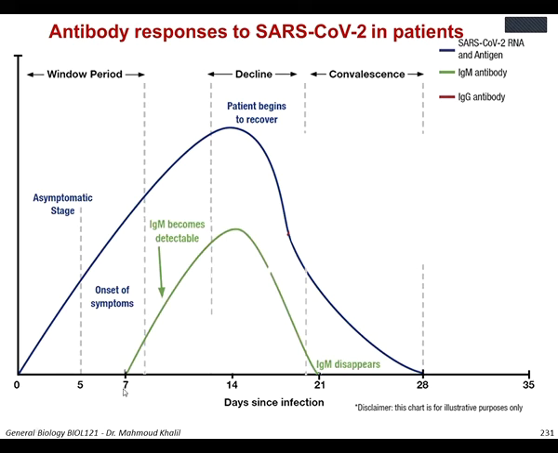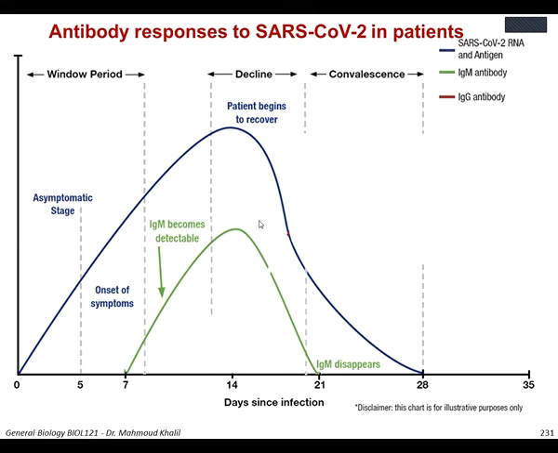Starting from day 7, the IgM, which is a type of antibody secreted by the adaptive immune system, starts to increase, and it moves parallel with the amount of antigen of the COVID virus. So you can see it start increasing. Once it reaches its peak, the patient begins to recover.